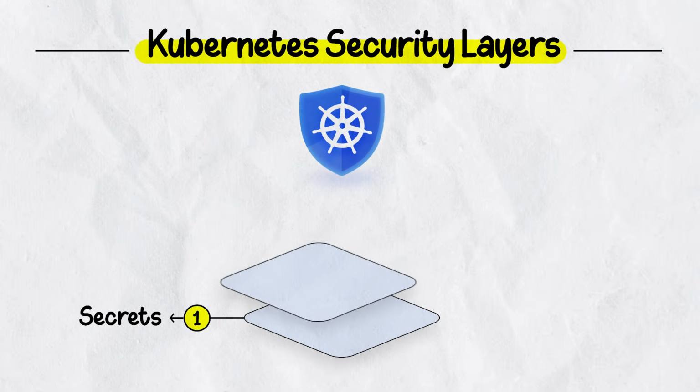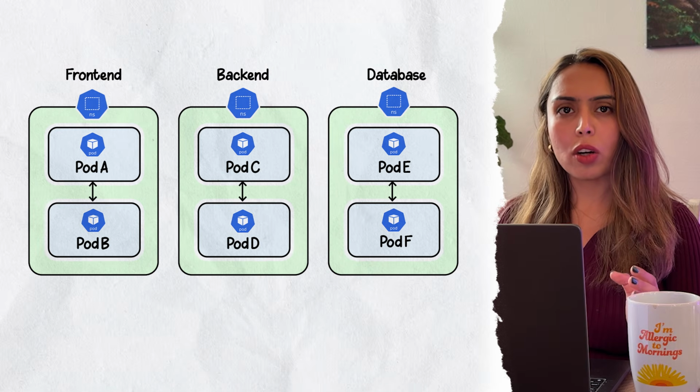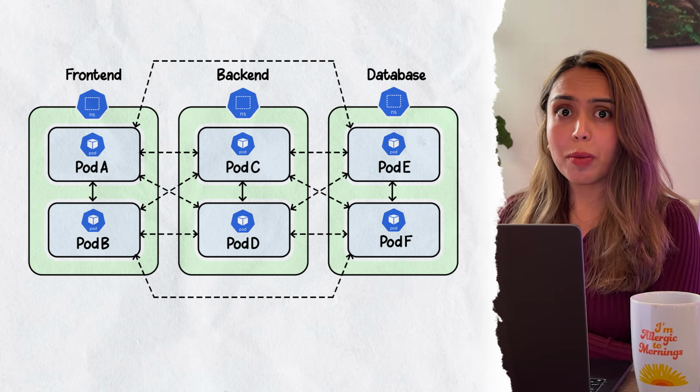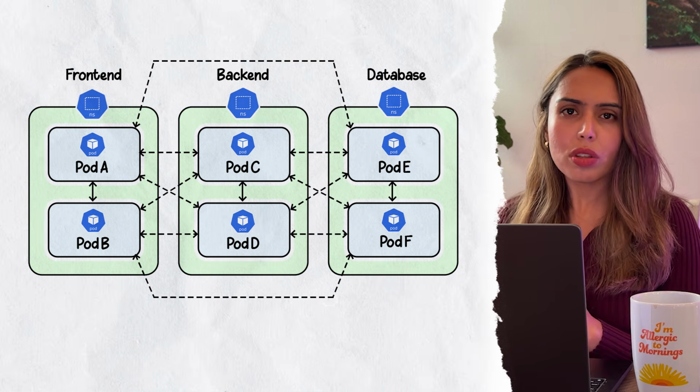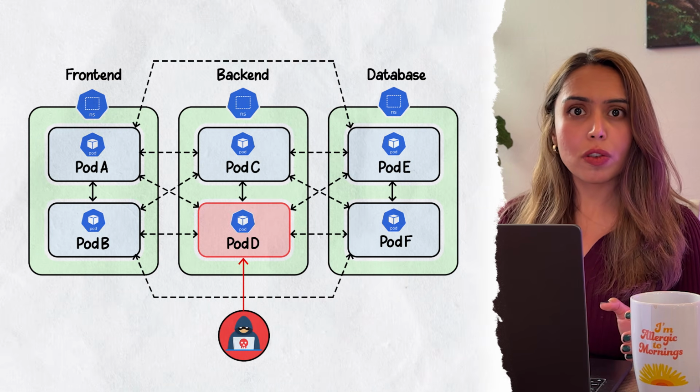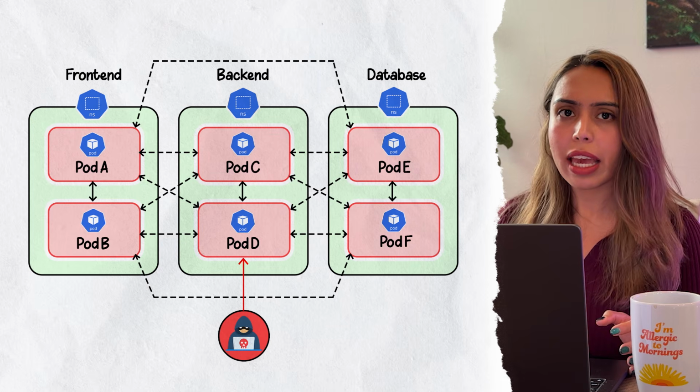This layer says nothing about who can move around inside the cluster. That's where we go to layer 2. Your network. By default, Kubernetes networking is wide open. Every pod can talk to every other pod across every namespace. So there are no walls. That's fine until one pod is compromised, because from there, an attacker can reach everything else.